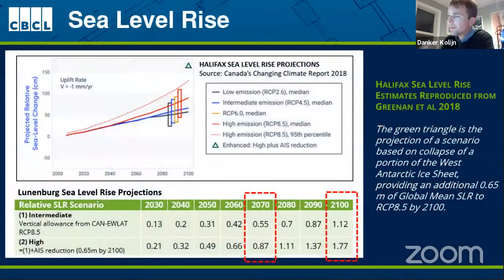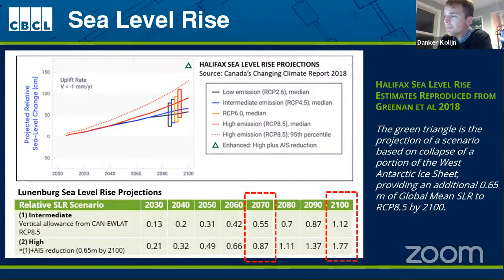So this plot, there's a lot on this slide, but essentially what we're looking at here is the sea level rise projections for Halifax. These are very recent projections using more recent modeling from 2018, so very new data. And I think it's important to point out that at a minimum in the next 50 years, we can expect half a meter of sea level rise in the town of Lunenburg, which is very significant.